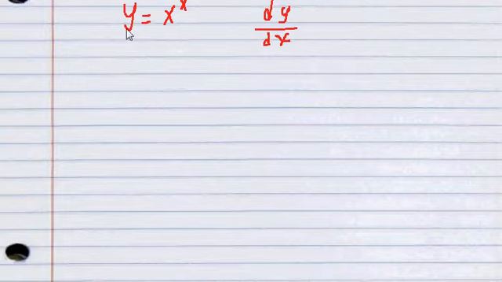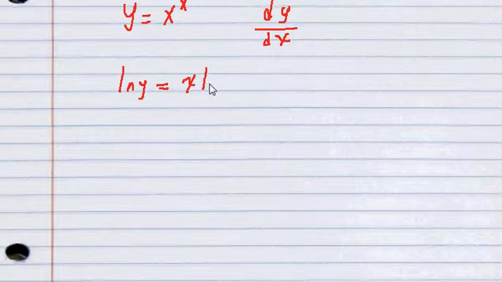What I'm going to begin with is taking the log of y and the log of this expression over here. So ln y is going to be equal to x times the ln of x. The logarithm of an expression like x to the x is nothing but x times the logarithm of the base. So that's what I did here.